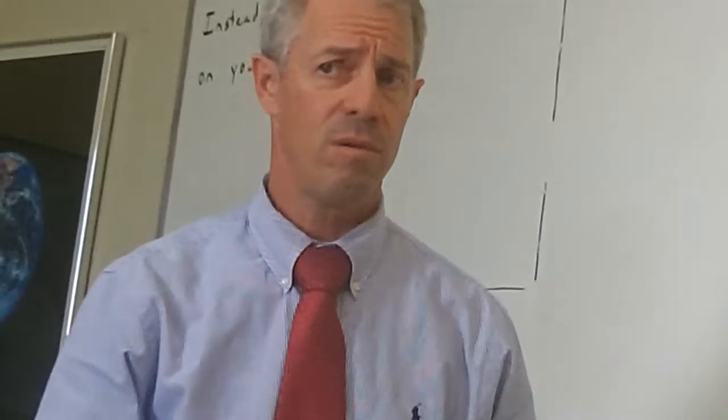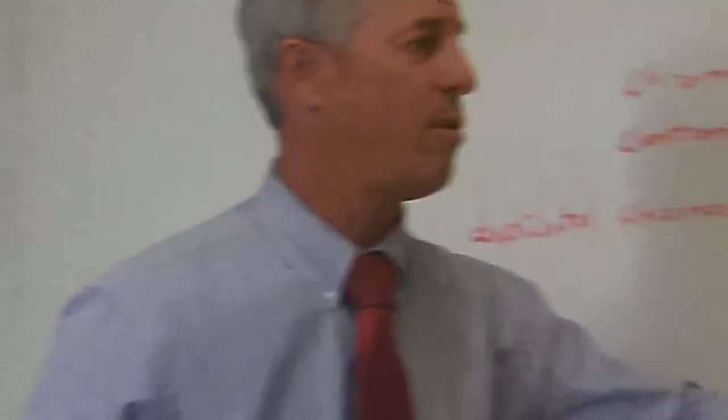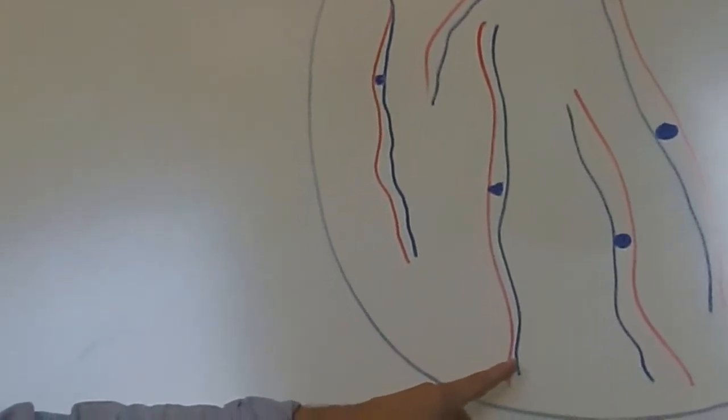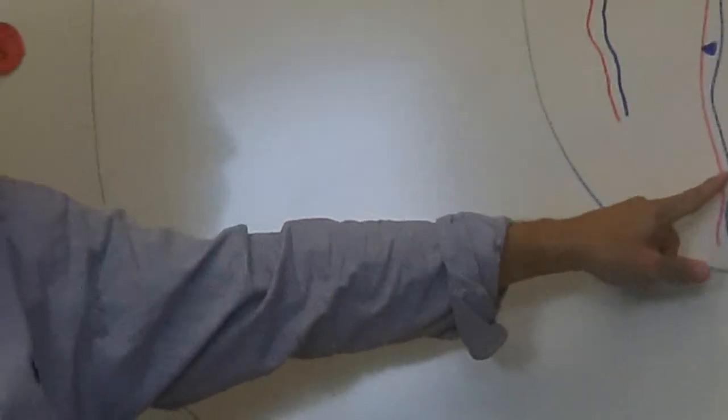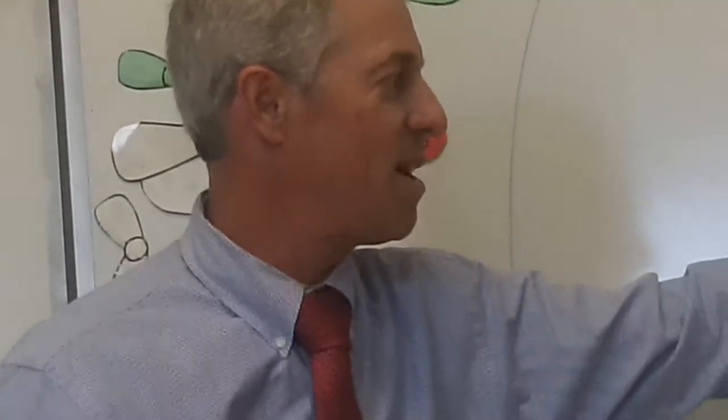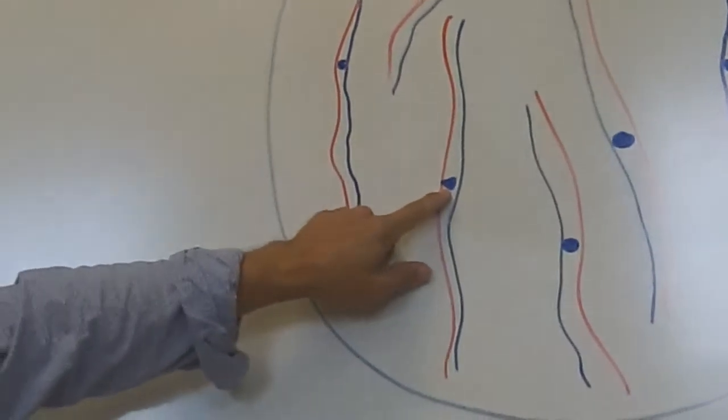Kobe, you with me up here? Yes, sir. You know what we would call this right here? What are duplicated chromosomes? Centromere. With the two things. This is called a duplicated chromosome. And the two duplicated chromosomes are joined together at the centromere.